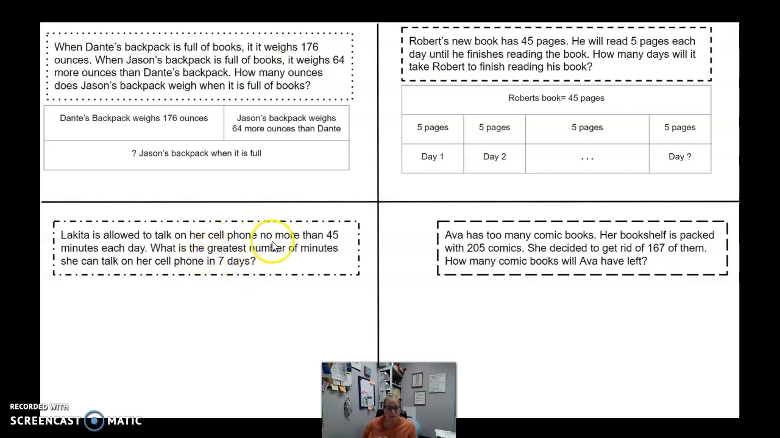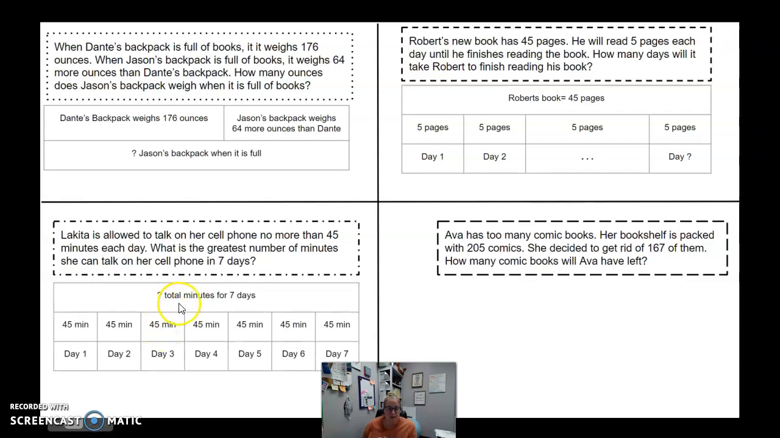So, I know she's allowed to talk on her cell phone for 45 minutes each day. And if she talks on her cell phone for 7 days, I'm trying to find out how many minutes she actually talked for all 7 of those days. So I'm going to go ahead and make my strip diagram.